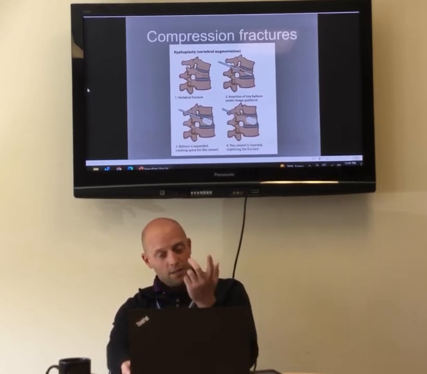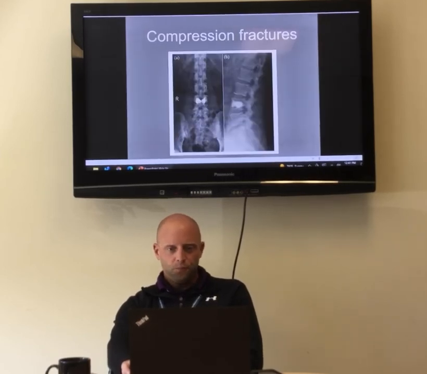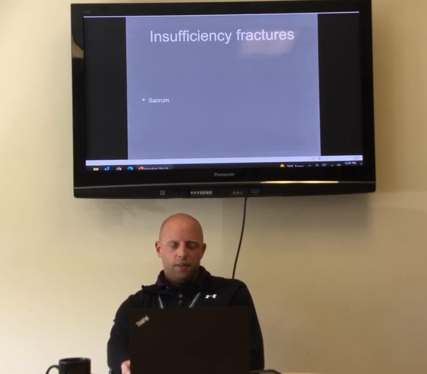It could still take some time. It's not always instantaneous. But here's an X-ray of somebody who's had a kyphoplasty. It's the same thing.